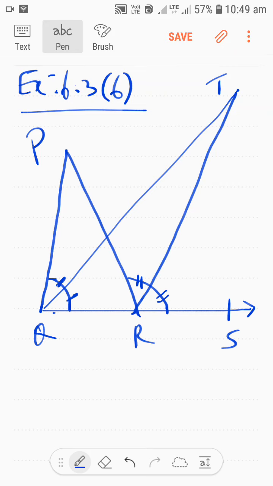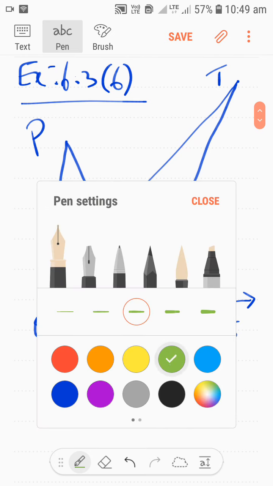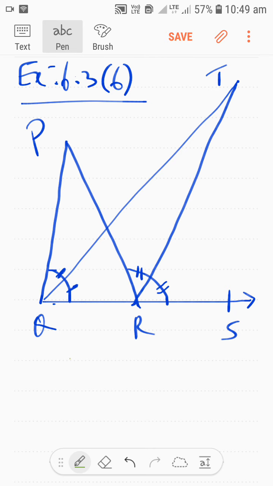We are going to see exercise 6.3, sixth question. Here in this question itself they have given the figure. In that figure the side QR of triangle PQR is produced to a point S. So this is produced to a point S.